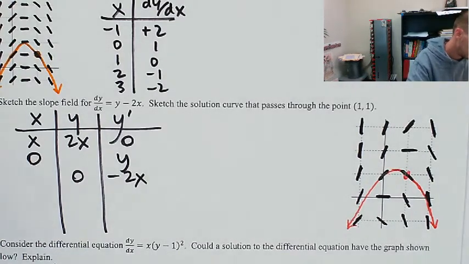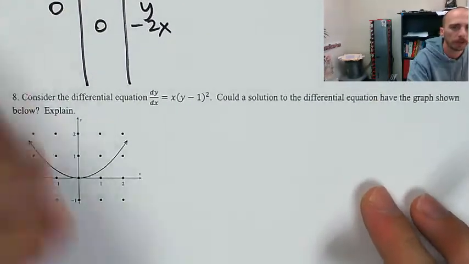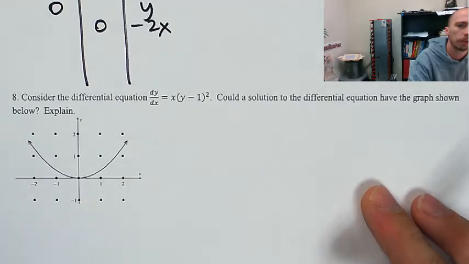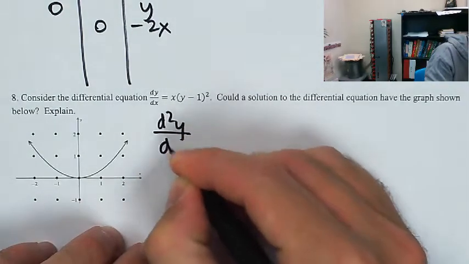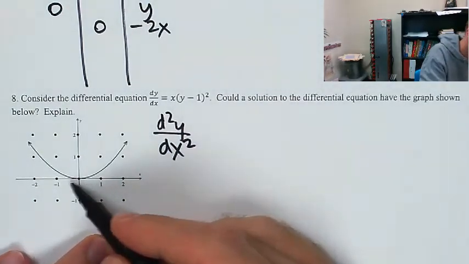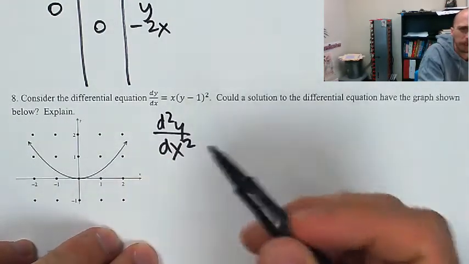All right. Okay, I remember this question. I don't remember what the punchline is. Okay, could a solution to the differential equation have the graph shown below? Explain. Well, let's think. I think it has something to do with the concavity. Let me investigate that. Let's take the second derivative. I think what you'll find is that it is positive. It's going to have a 0 slope at the origin, but I think it might be supposed to be concave down.